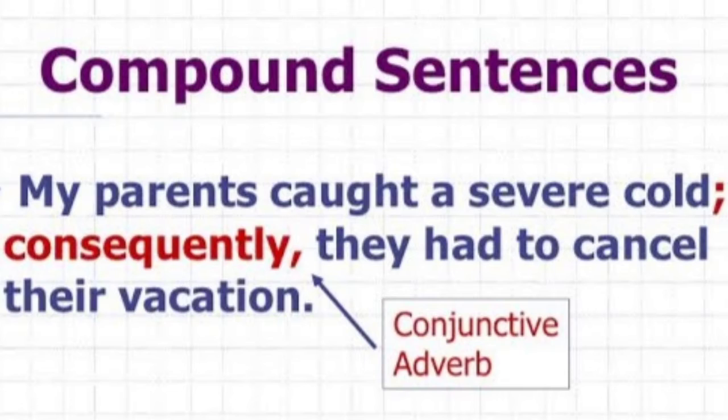So this sentence is an example of a compound sentence because it is composed of two independent clauses or two sentences. The first independent clause here is my parents caught a severe cold, while the other independent clause is they had to cancel their vacation. So it is very clear that this sentence is a compound sentence in structure.